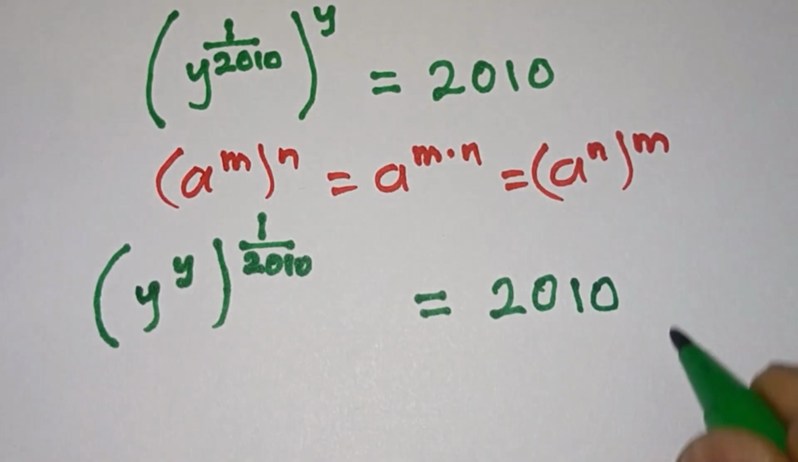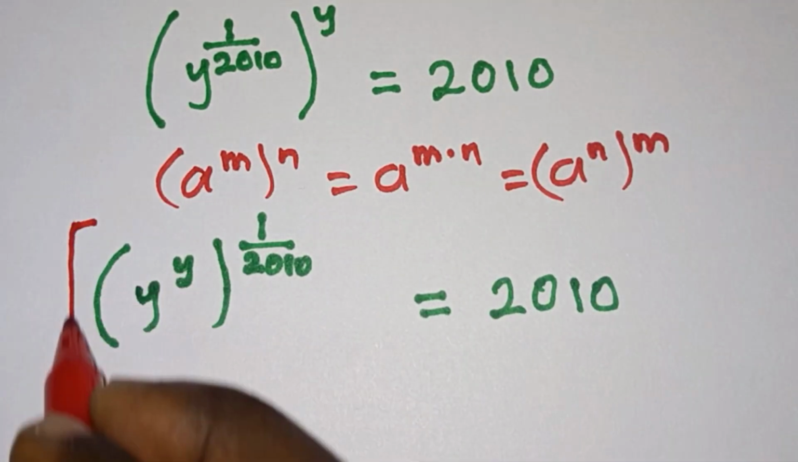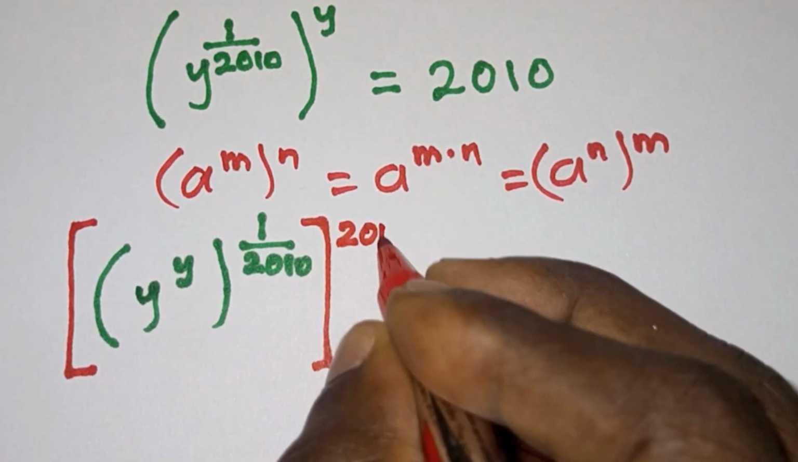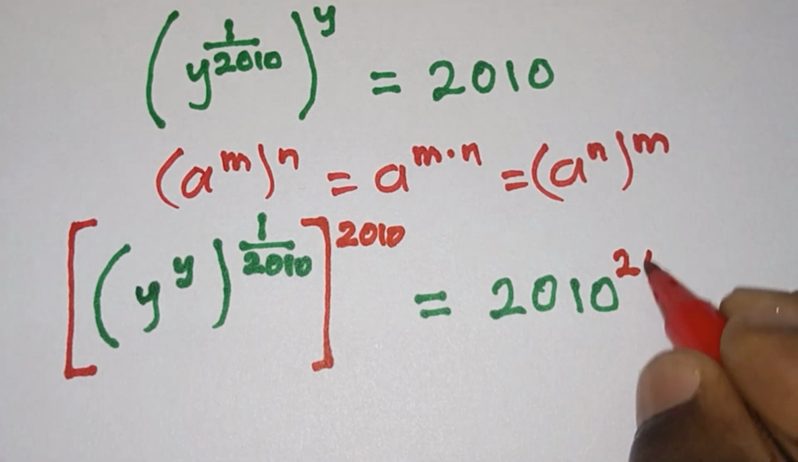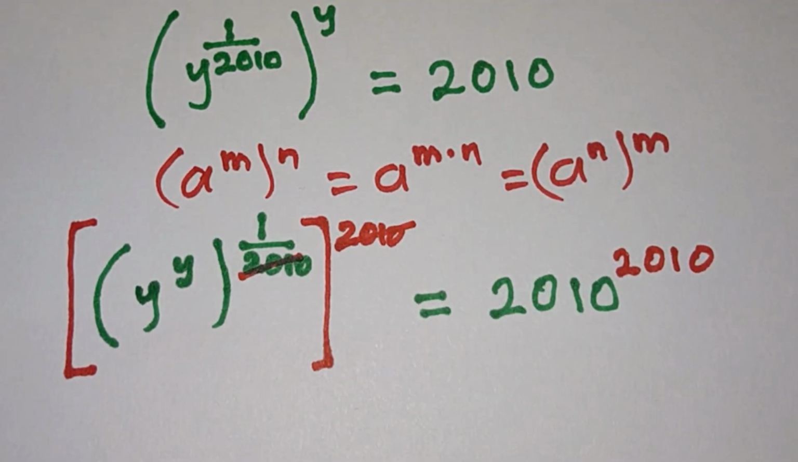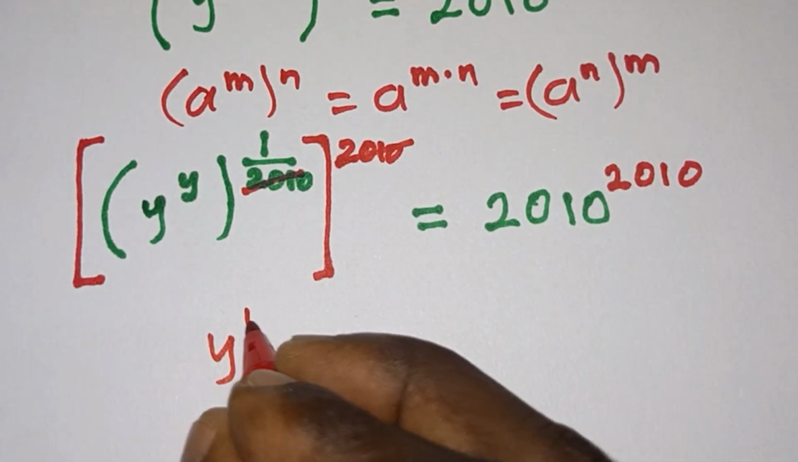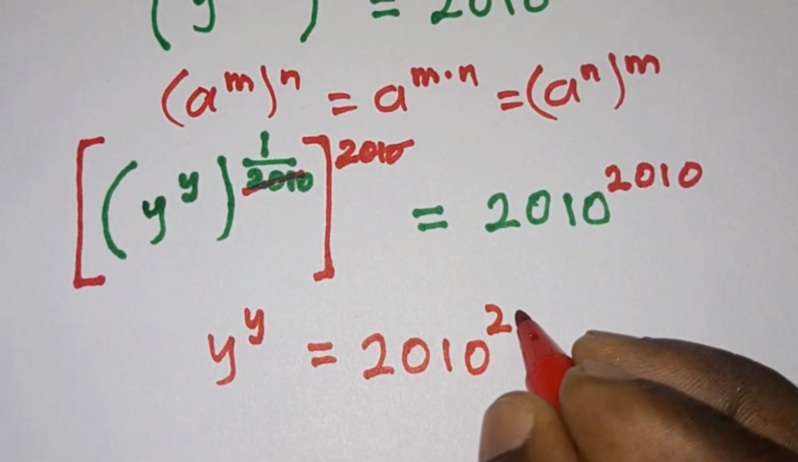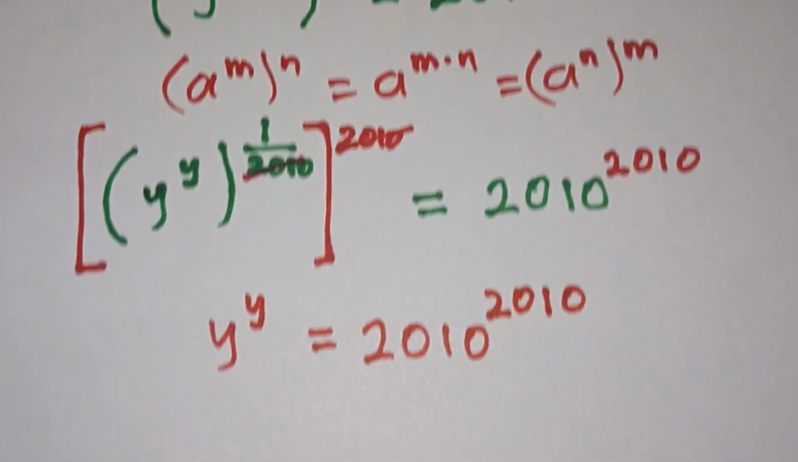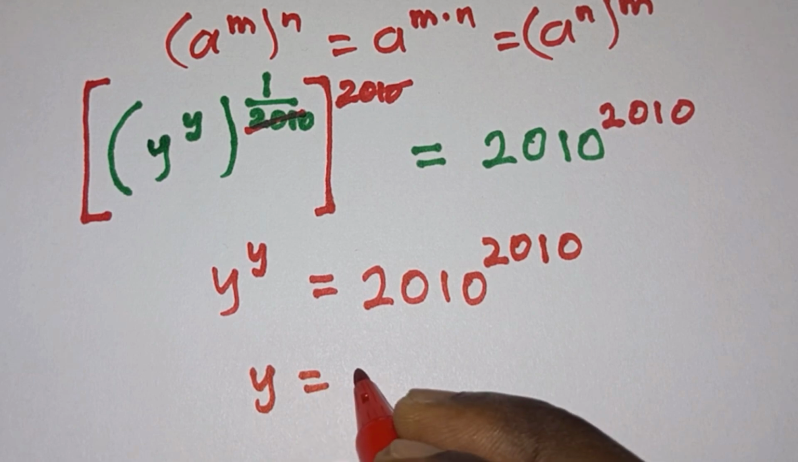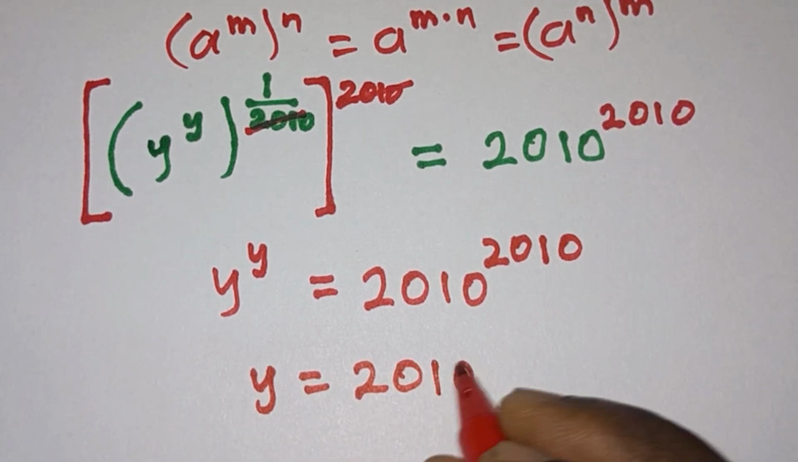Now, let's go ahead and raise each side of this equation to the power 2010 so that the powers will cancel out, right? You can see that this and this one will go. Now, on the left-hand side, we have y to the power y. Then on the right, we have 2010 to the power 2010. If this happens, then straight away we can say that y is equal to 2010.